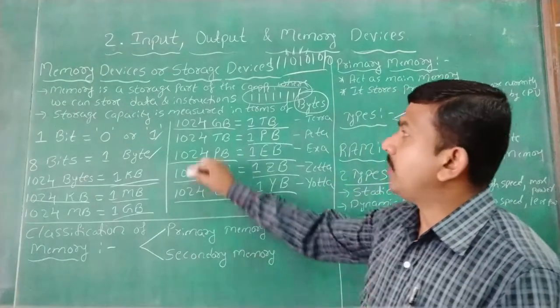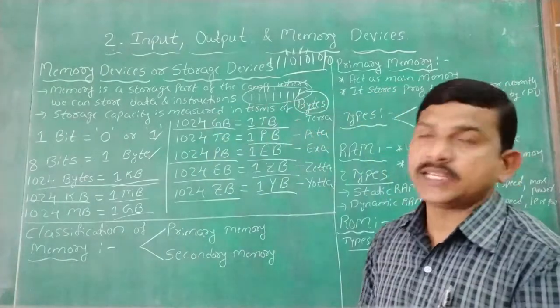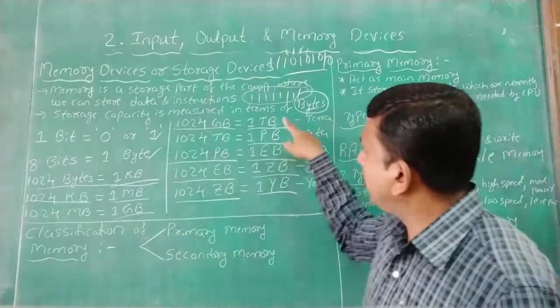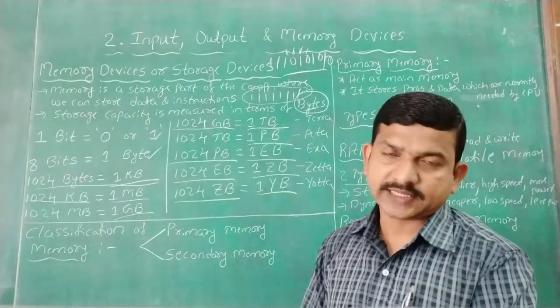Is it clear? So memory is measured in terms of bytes only. See here, everywhere we are using B at the end. B is nothing but bytes.